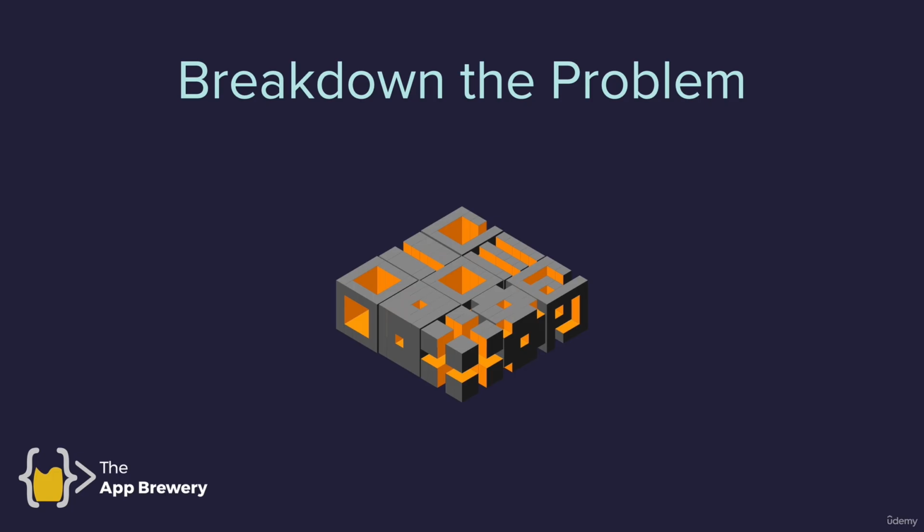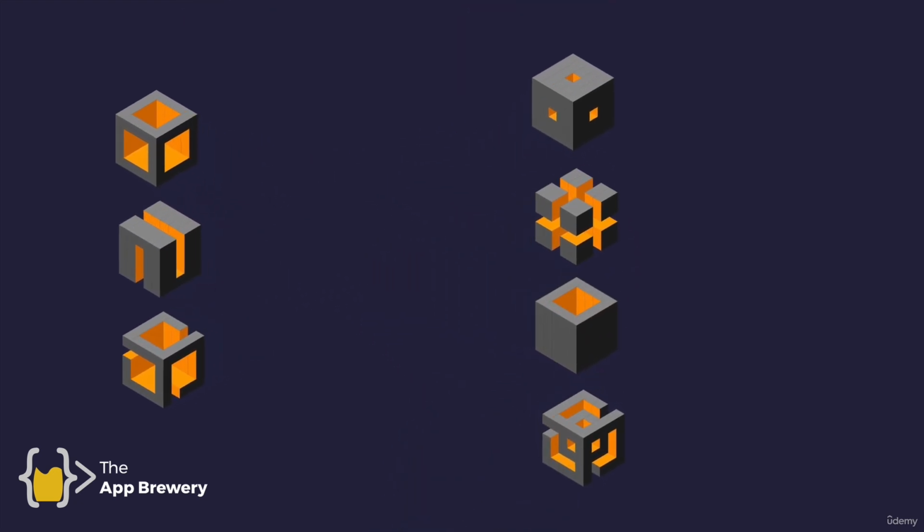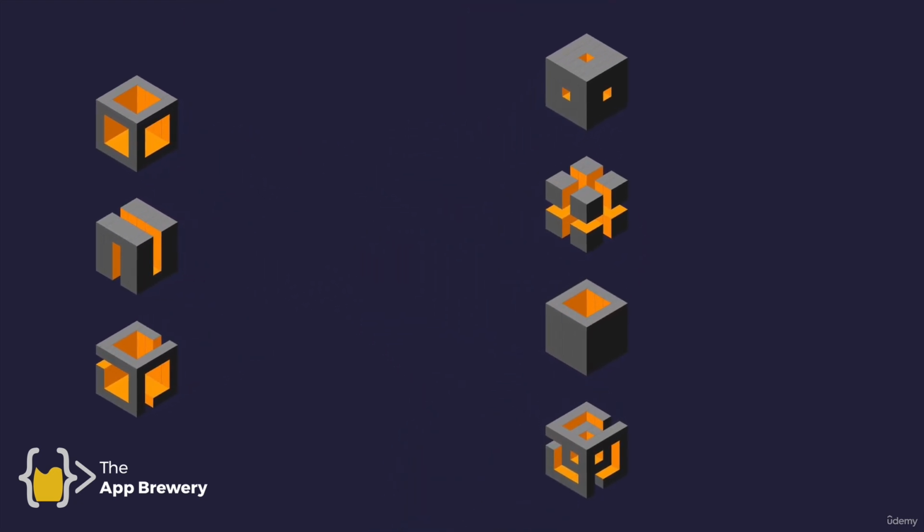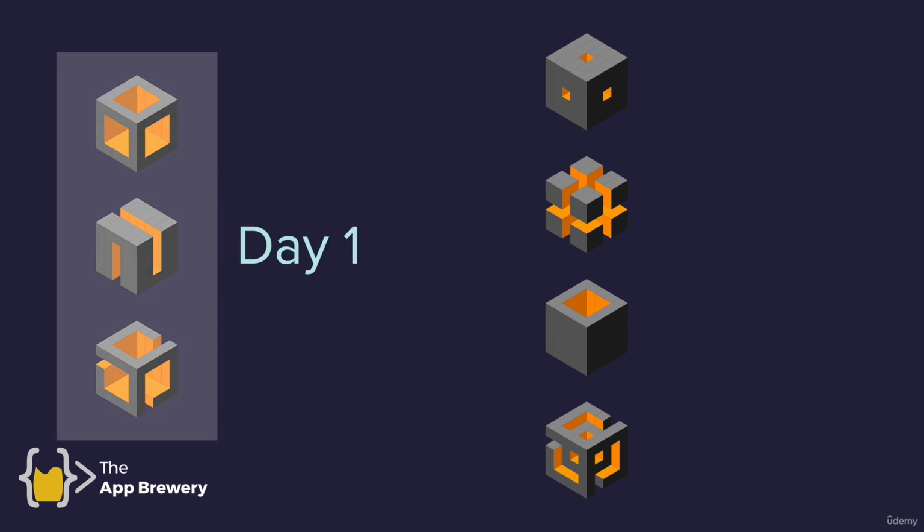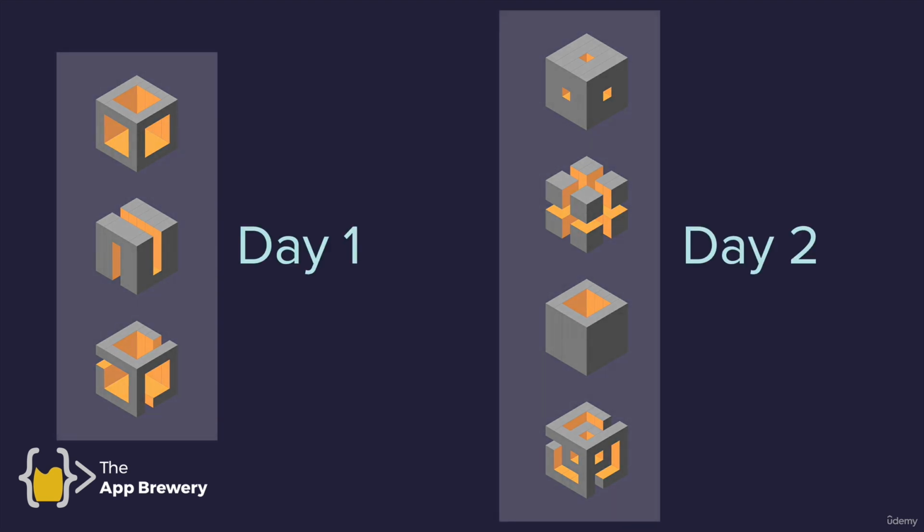As always, when we're thinking about a complex problem, the first step is to break down the problem. And I'm going to break down this problem of building the Snake game into 7 separate steps. And the way we're going to do it is we're going to tackle the first 3 steps on day 1 and the last 4 steps on day 2. So we're going to split up this game into 2 parts and we're going to tackle it over 2 days.